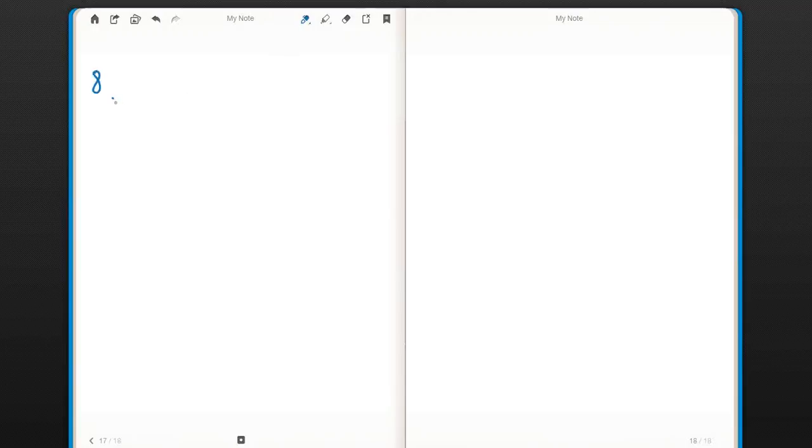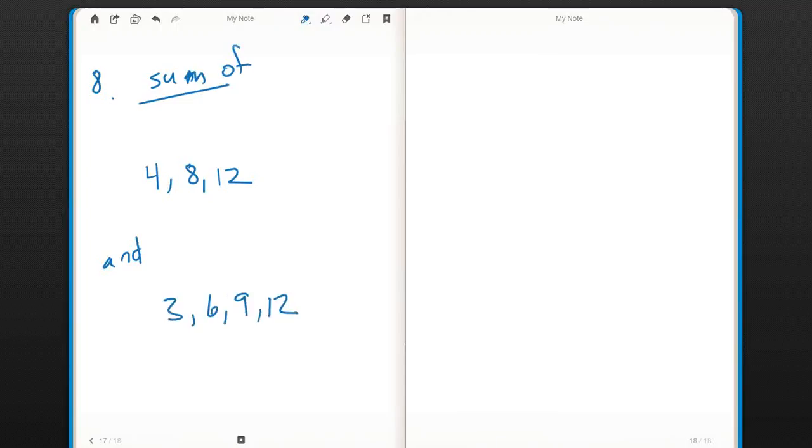Number 8, what is the sum of, here we go, again, this one we're finding the sum of the first 3 multiples of 4 and the first 4 multiples of 3. We're trying to find the sum of all of these numbers.